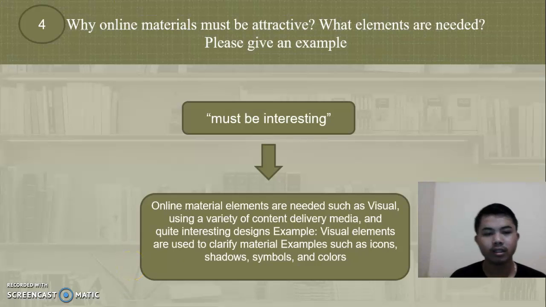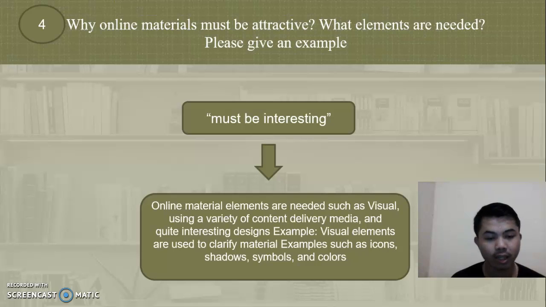And the fourth question is, why must online material be attractive and what elements are needed? Please give an example. Online material must be attractive or interesting because in online learning, there is no face-to-face between the teacher and student. So that online learning is not boring and makes students focus on the material provided.